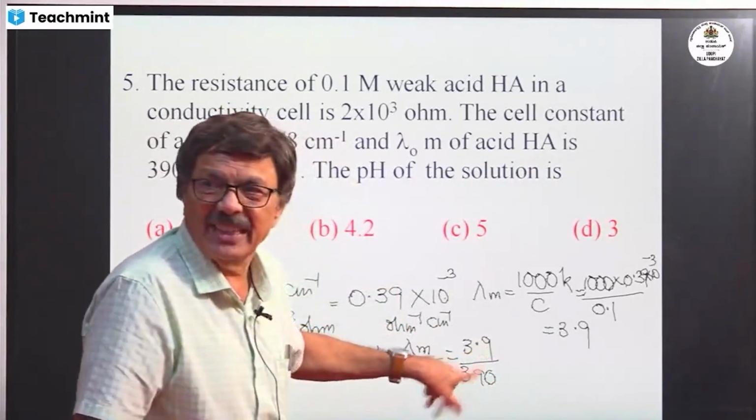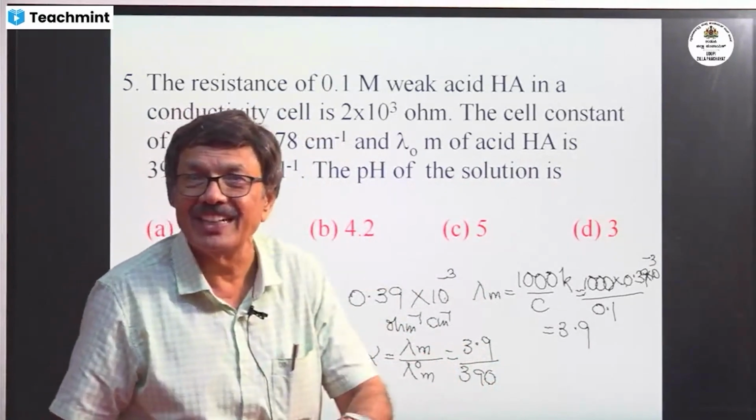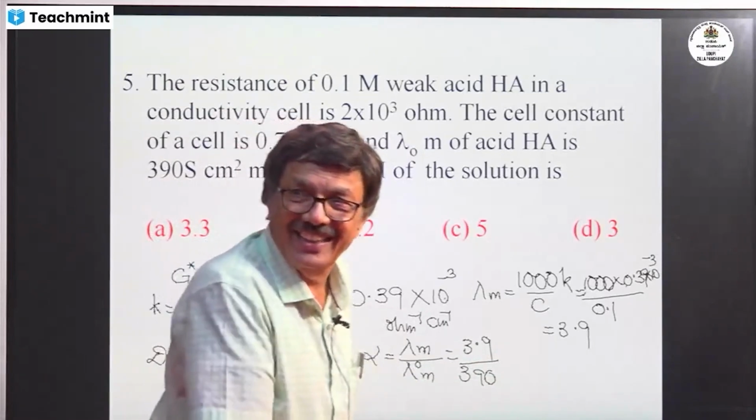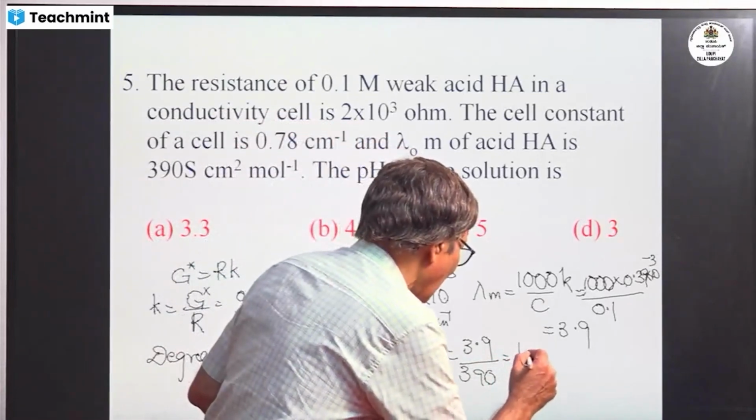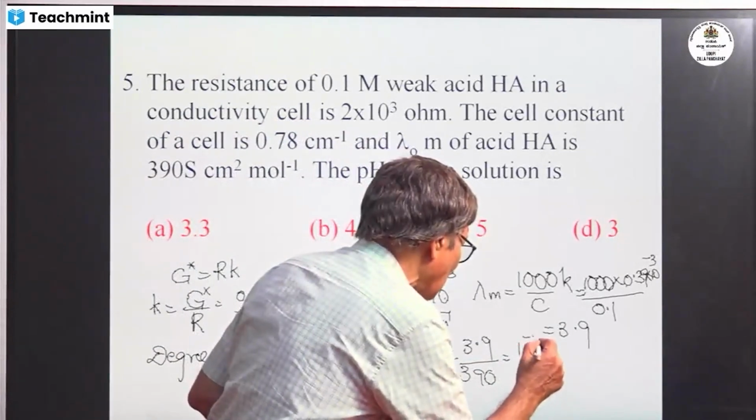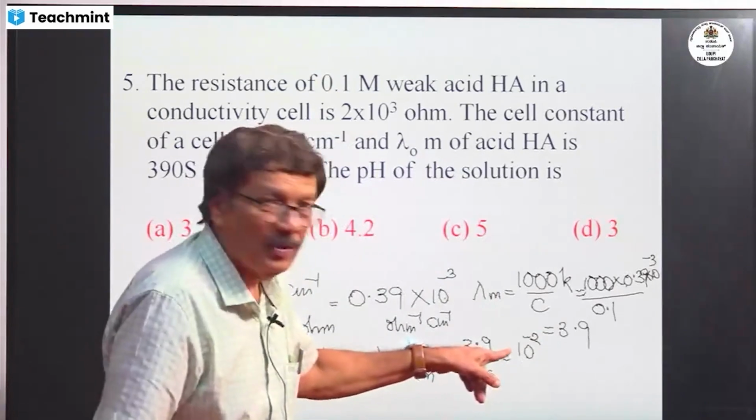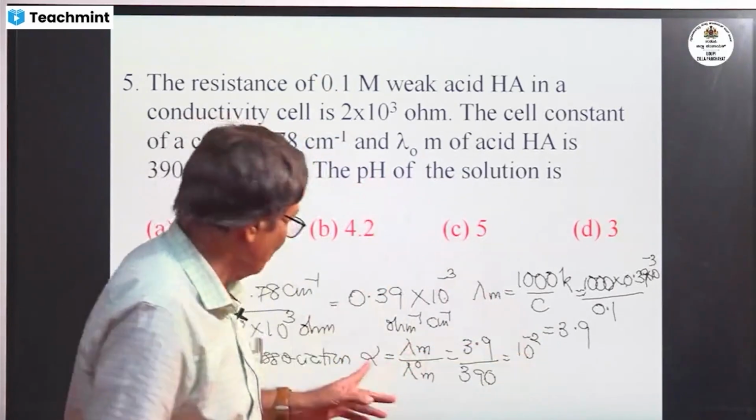3.9 divided by 390 is how much? It is 1 by 100. Shall I write 10 to the power minus 2? Yes, 1 by 100 is 10 to the power minus 2. What we got here is alpha.